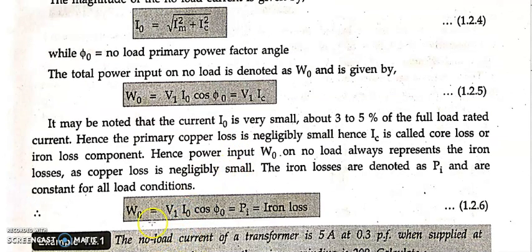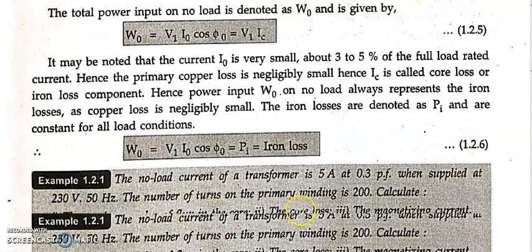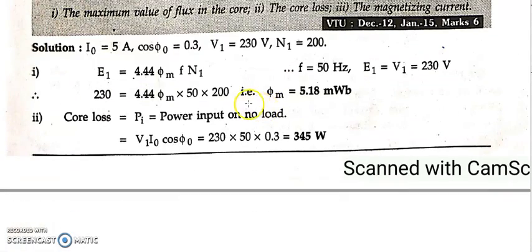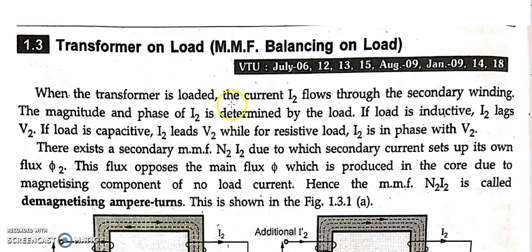Okay. So what we came to know is that W naught is V1 I naught cos phi naught. Whatever power is drawn is utilized to supply the iron losses. So V1 I naught cos phi naught equals Pi, the iron loss. We can also call this no load input the iron loss, that is, Pi equals iron loss. Problems and all we'll discuss in the coming session as well. First we shall discuss only theory.